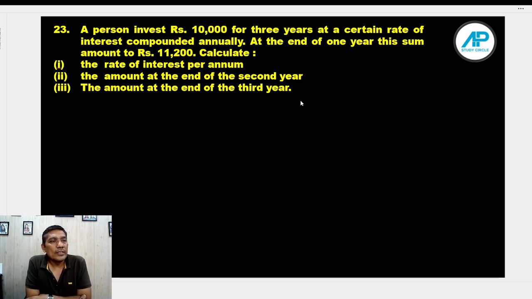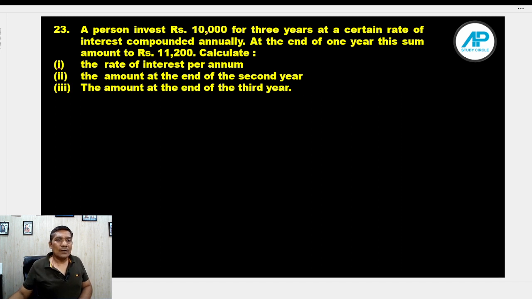So the question number 23: a person invests rupees 10,000 for 3 years at a certain rate of interest compounded annually. At the end of 1 year, the sum amounts to rupees 11,200. Find the rate of interest per annum. A person invests rupees 10,000 for 3 years at a certain rate of interest. Now we do not know the value of the rate here. That's a different question.